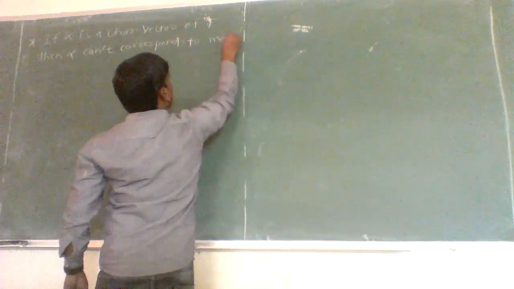Next result: if alpha is a characteristic vector of linear operator T, then alpha cannot correspond to more than one characteristic value of C. So here we have to show that if alpha is any characteristic vector of a linear operator T, then alpha cannot correspond to more than one characteristic value of a linear operator T.